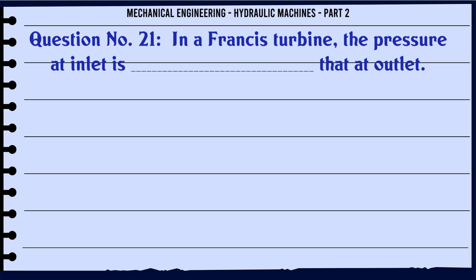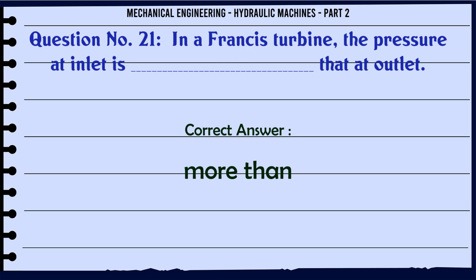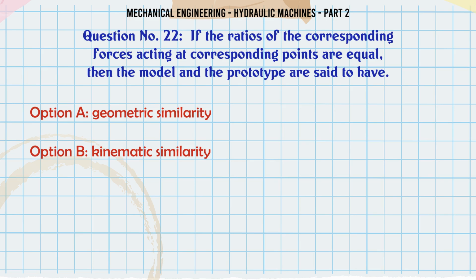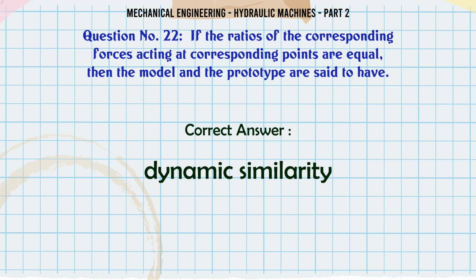In a Francis turbine, the pressure at inlet is that at outlet. A. Less than, B. More than, C. D. The correct answer is more than. If the ratios of the corresponding forces acting at corresponding points are equal, then the model and the prototype are said to have A. Geometric similarity, B. Kinematic similarity, C. Dynamic similarity, D. None of these. The correct answer is dynamic similarity.